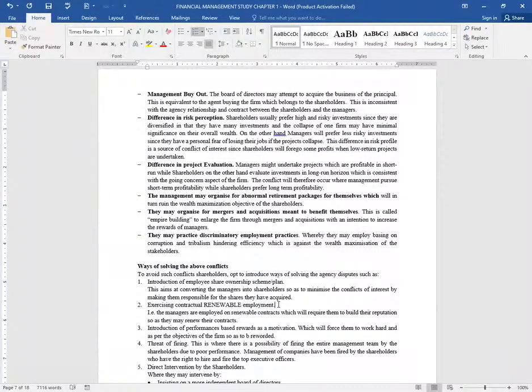Then number three, we have the introduction of performance-based rewards. Tell these managers, ladies and gentlemen, that if you make $1 billion this year, we are going to give you like 10% of that profit. So performance-based reward systems will ensure that the directors who are left on the ground will toil through to work towards the objective, the goal of the firm, which is wealth maximization.